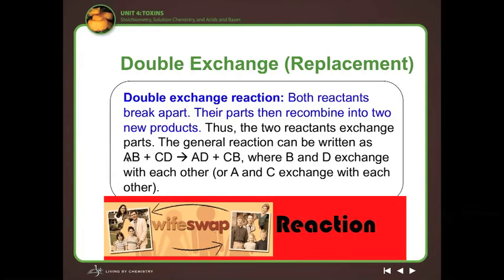So say A is a metal, it's with non-metal B. Now A is with non-metal D. Meanwhile, C, which was with non-metal D, is now with B. So they swapped partners, and we have two new substances. So that's a double exchange reaction. I can remember these.